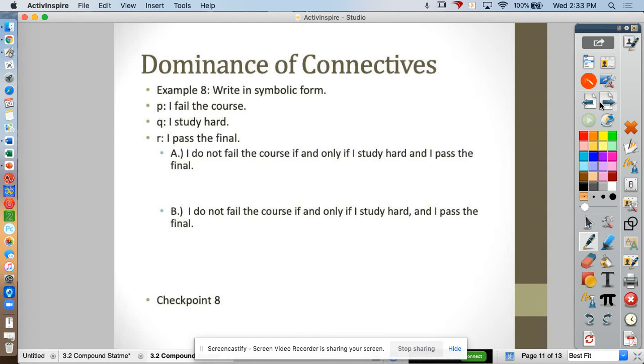So let's look at this. In number 8, it's all the way at the bottom, page 119. It says, I failed the course, I study hard, I passed the final. Now, this one says, I do not fail the course if and only if I study hard and I pass the final. Okay, so there's no grouping parentheses in that. So when we write it, we have to decide which one of these things is going to be the break. And so I look for, here's if and only if, and here's an and.